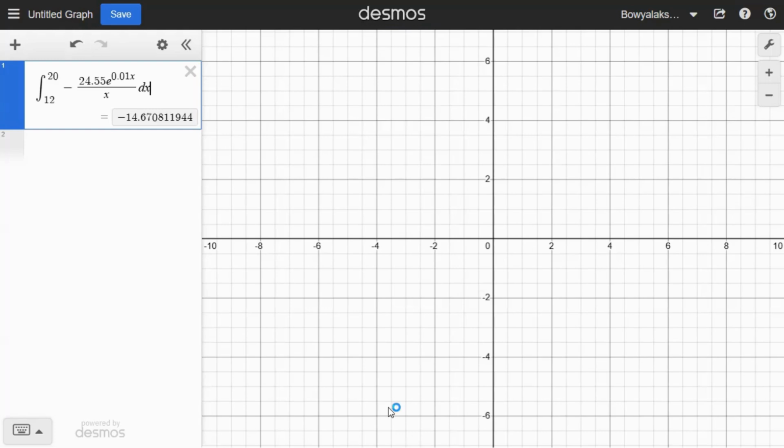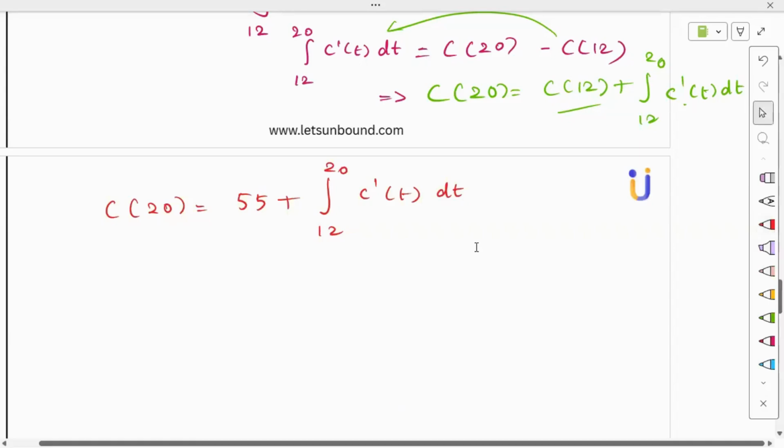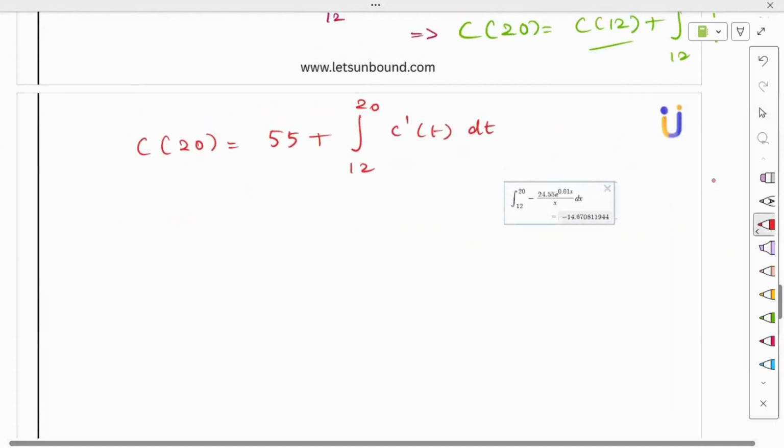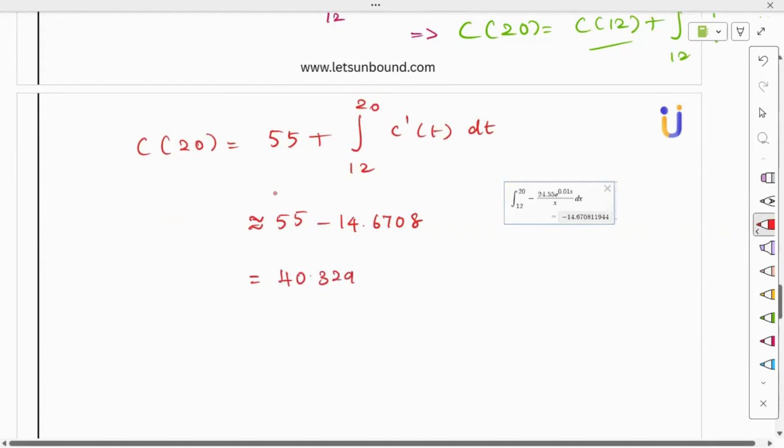Here we go. So this one we can apply. So 55 minus 14.6708 approximately. So this will be equal to 55 minus 14.6708, which is 40.3292 approximately. So C(20) is approximately 40.3292.